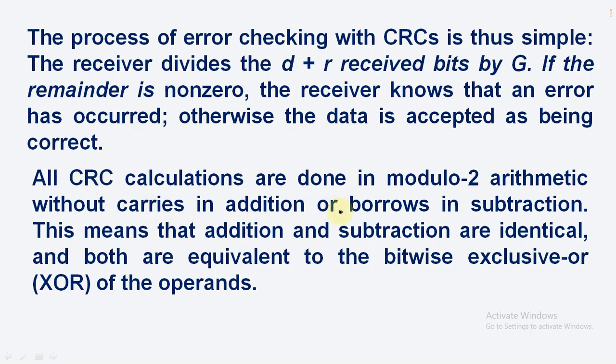All CRC calculations are done in modulo 2 arithmetic, as I told you earlier, without carries in addition or borrows in subtraction. This means that addition and subtraction are identical and both are equivalent to the bitwise exclusive OR, because 1 and 0 is 1, 0 and 1 is 1, 1 and 1 is 0, and 0 and 0 is 0.